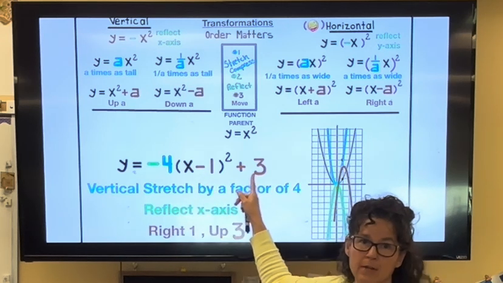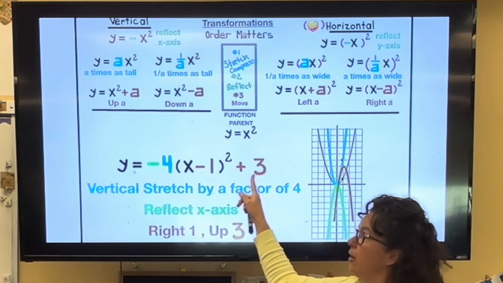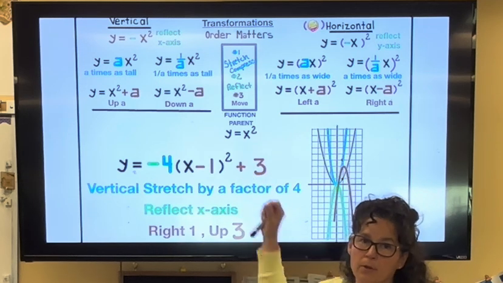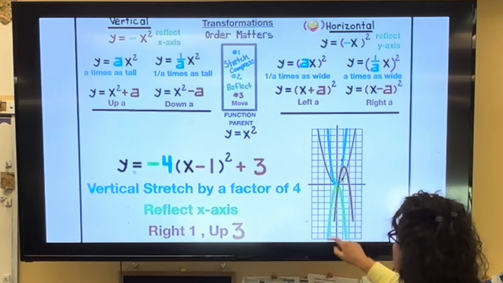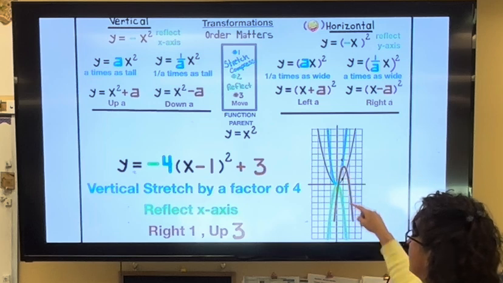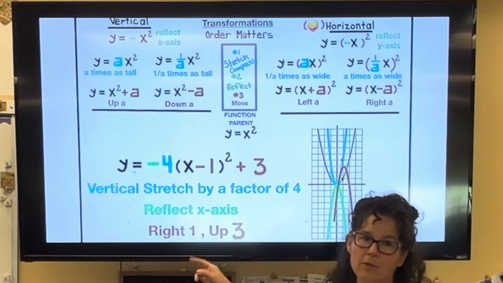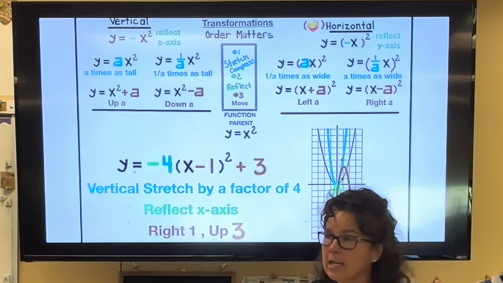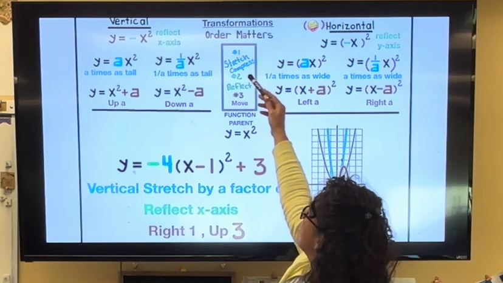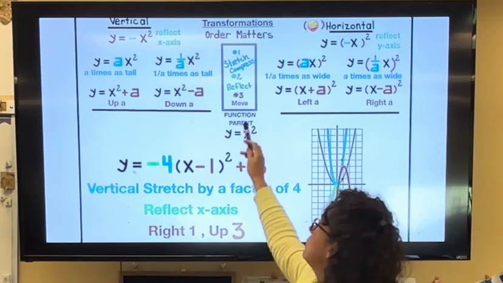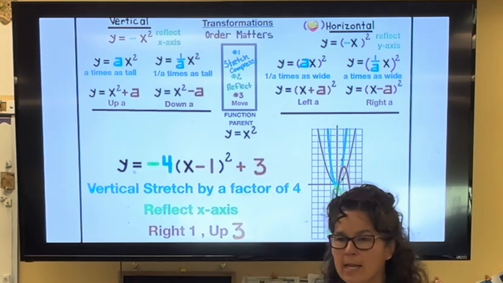And then outside of grouping symbols affects up and down. That makes sense. So adding 3 is moving it up 3. So grabbing this green one and dragging it right 1 up 3, I end up with this brown one. It doesn't matter if I did up 3 then right 1, that's fine too. And just a little side note, if you did change the order of number 1 and 2, you'll still get the same graph, but you've got to save those movements for the end.